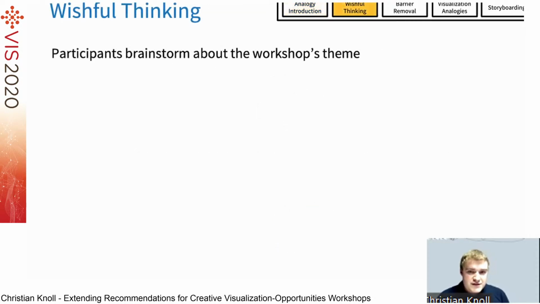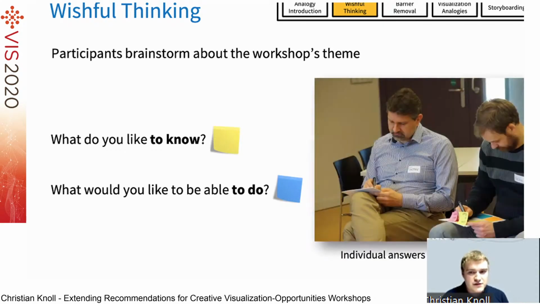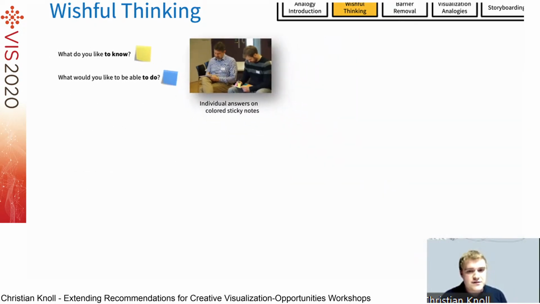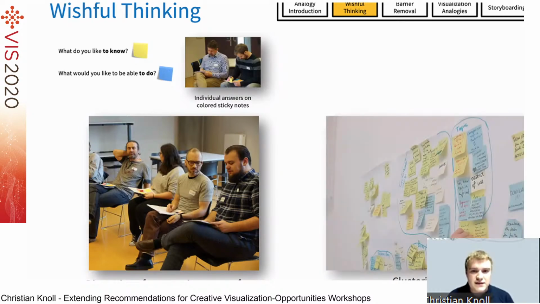After the introduction, the participants brainstorm about the workshop theme. They are asked to answer 2 questions regarding the workshop theme and data they work with. What would you like to know, and what would you like to be able to do? The participants put their answers down individually on different colored sticky notes. These sticky notes are then discussed in groups of 2, leading to potentially new ideas. This is followed by discussing and collectively clustering the ideas into different sub-themes with all of the participants.